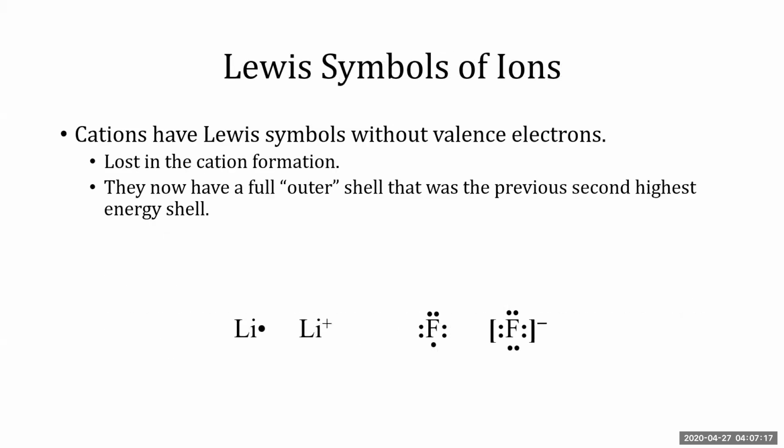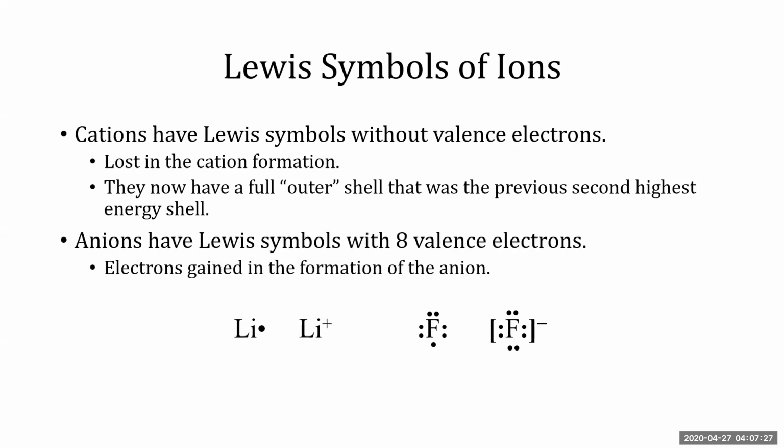When doing Lewis symbols for ions, cations must have the charge as an ion, whereas anions must have the electrons and charge written outside the brackets.